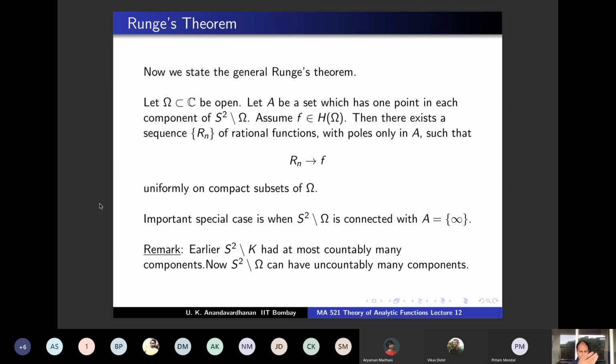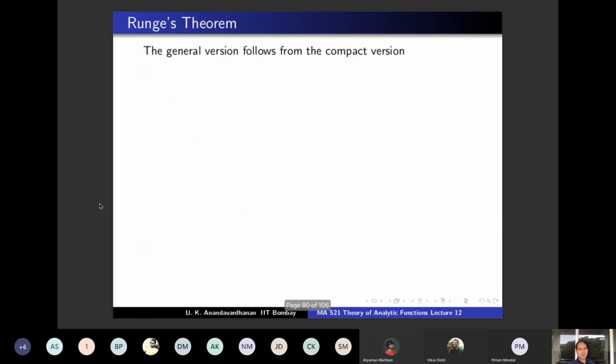Even if the proof was only for countably many, which was not the case, it doesn't matter, as we will see in our proof here. It can have uncountably many components. That's okay. So the general version follows from the compact version by "compact exhaustion." Rudin doesn't say it, but that's why I put it in quotes.